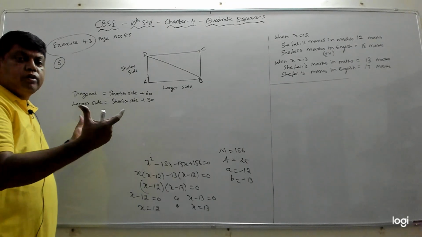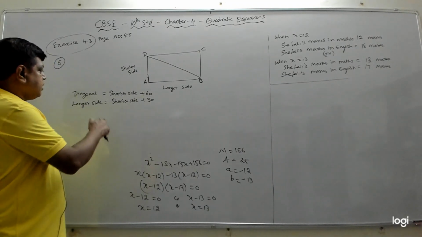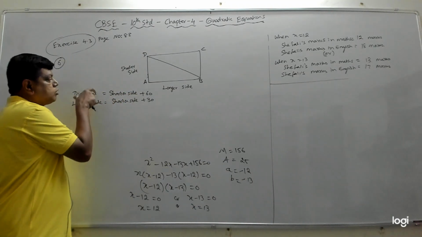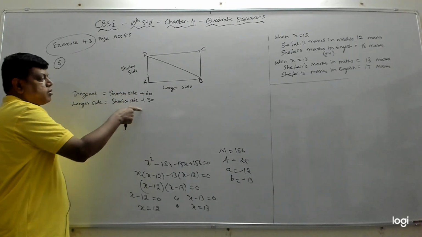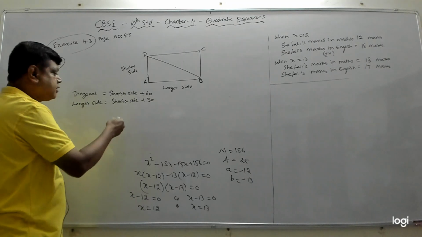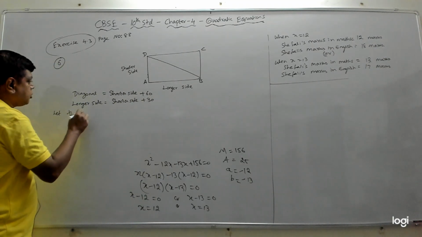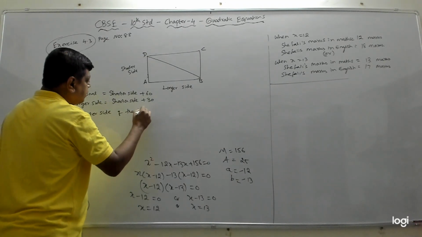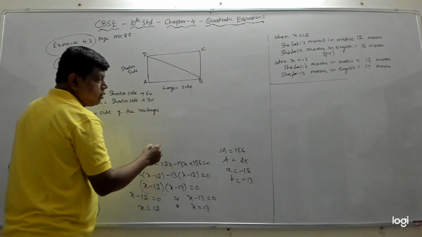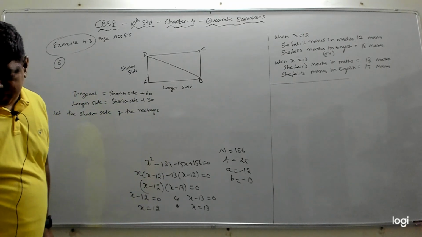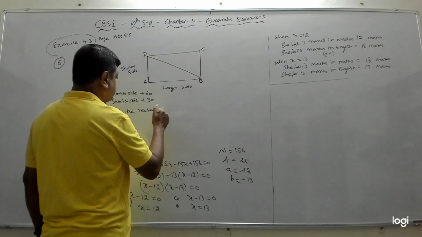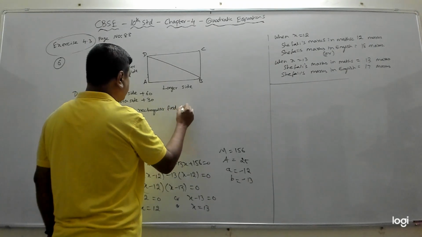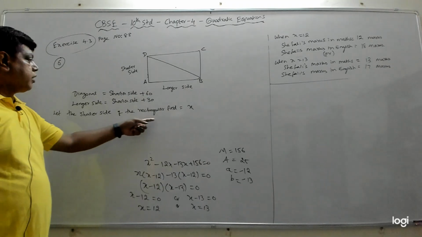Now we should find what is the longer side, what is the shorter side. Now we should decide which one we are to choose as x. If you see, everything is given in terms of the shorter side. So it's better to choose this as x, because the diagonal is given in terms of the shorter side, and the longer side is also given in terms of the shorter side. So we'll assume the shorter side of the rectangle as x. So let the shorter side of the rectangular field equal x.